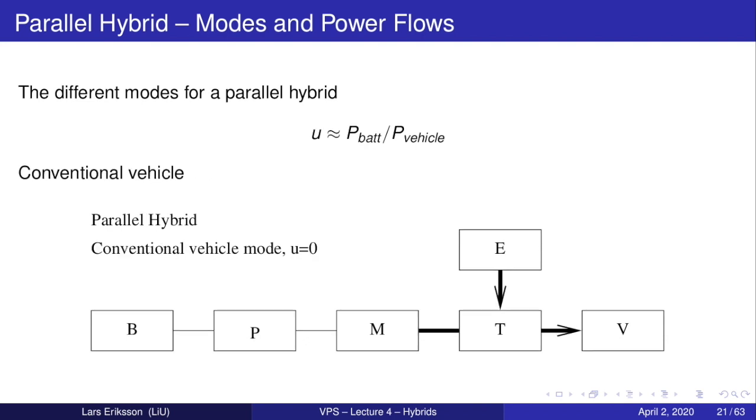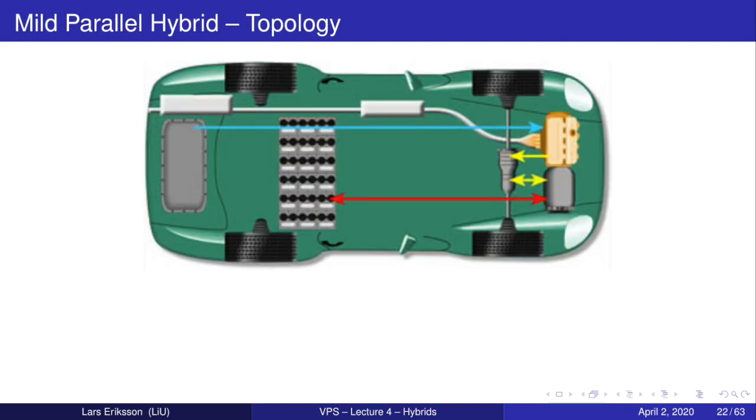Finally, we have the conventional vehicle mode, when we're running the vehicle only on the combustion engine. And then, since we are not using any power from the electric side, the control signal is zero. In a full parallel hybrid configuration, it is often possible to disconnect the engine so that we can run the vehicle all electric if we want to. As an option to this, we have the mild parallel hybrid, where we have the same two parallel paths, one from fuel through the combustion engine to the drivetrain, and one from the electric to the drivetrain.